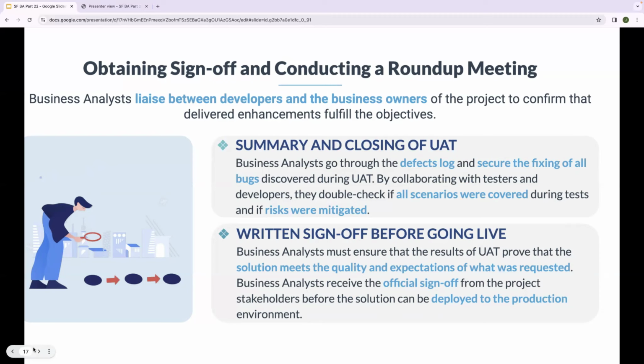Business analysts must ensure that the result of UAT proves that the solution meets the quality and the expectation of what was requested. Business analysts receive the official sign off from the project stakeholders before the solution can be deployed to the production environment.